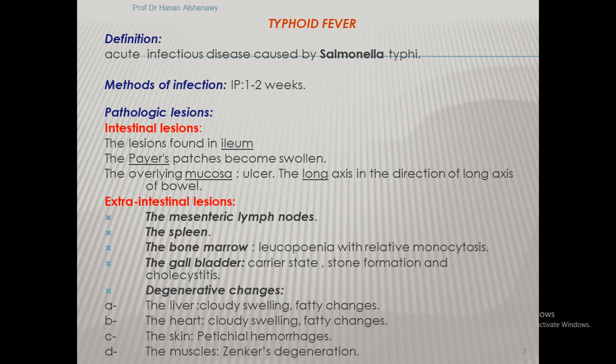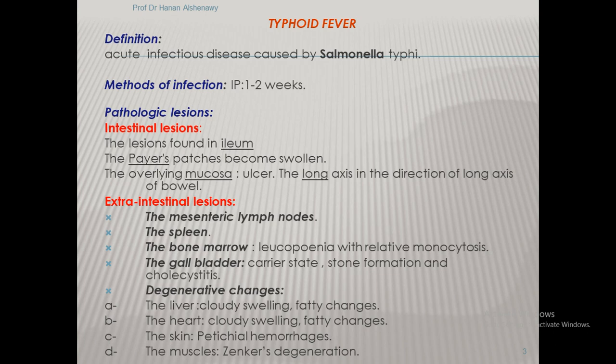Outside the intestine, there may be many other lesions. For example, the lymph nodes in the mesentery are enlarged, there is enlargement of the spleen, and hyperplasia of the bone marrow. This hyperplasia of the bone marrow will cause leukopenia, a decrease in the white blood cell number with relative monocytosis. The monocytes increase in number relative to the other types of white blood cells, and this is very important in diagnosis. Okay, remember this. We will say it again a few minutes later.